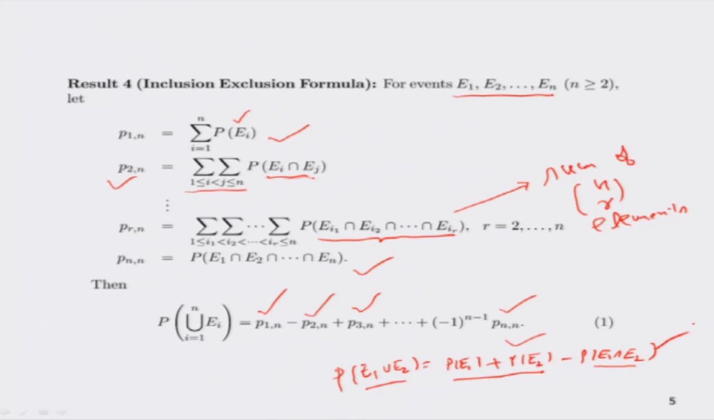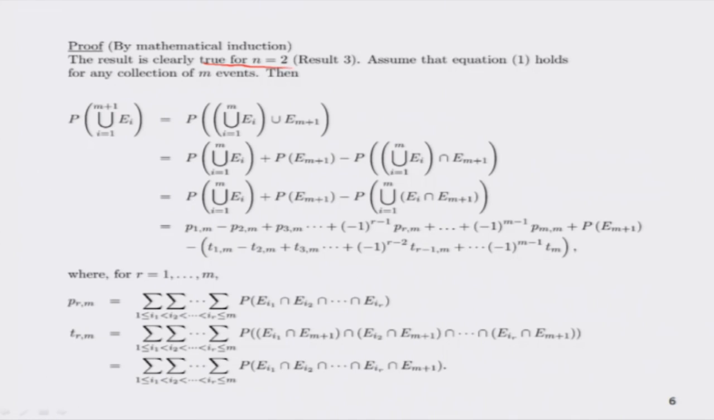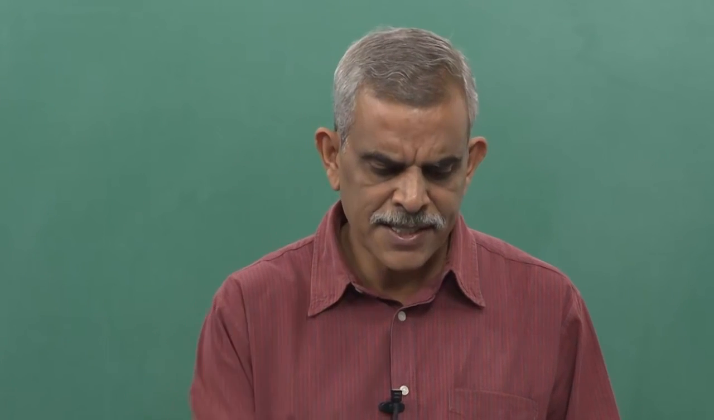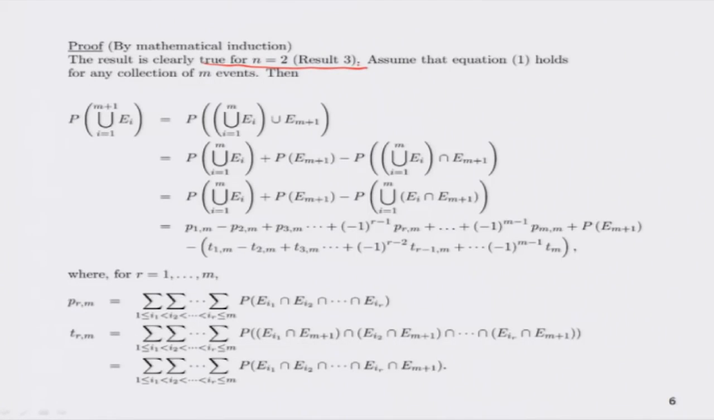So I'll use mathematical induction to prove this result. As I said, the result is true for n equal to 2, which is basically result 3. Now assume the given result holds for any collection of m events. Then I'll prove that the result also holds for any collection of m plus 1 events. So I consider m plus 1 events E1, E2, ..., Em plus 1, and their union. I write this as a union of two events: one event is the union for i equal to 1 to m of Ei, and the second is Em plus 1.